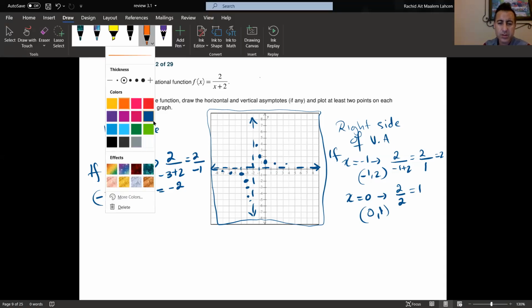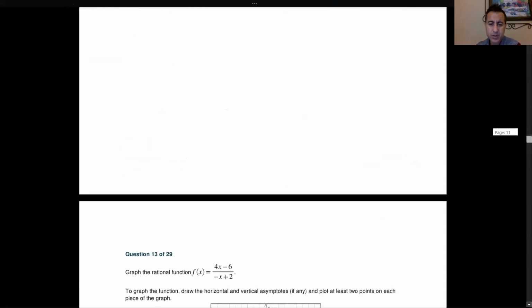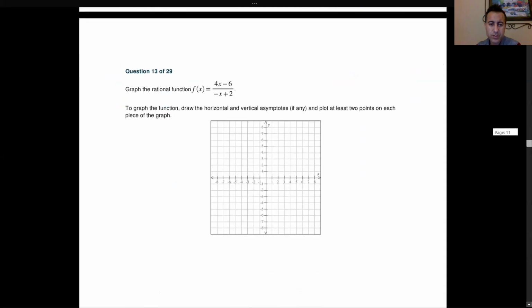And so if we graph this thing, it's going to be something like that. And when it says each piece of the graph, this is one piece and this is another, right? All right, so that's how we graph rational functions, and that's how we find these things in this case. It's good, so we move on.